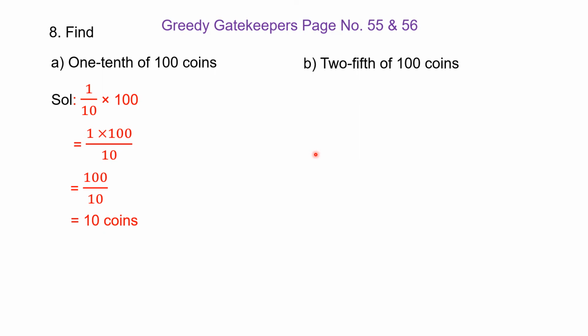2/5 of 100 coins. 2 by 5 multiplied by 100. 2 into 100 divided by 5. 2 into 100 is 200, divided by 5. We know that 5 fours are 20, so 5 forties are 200. 40 coins.